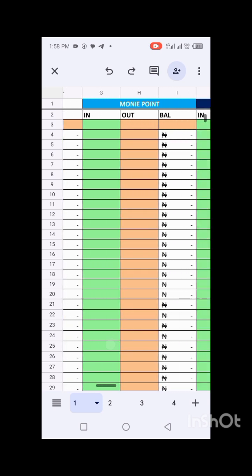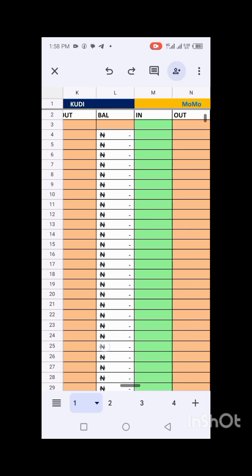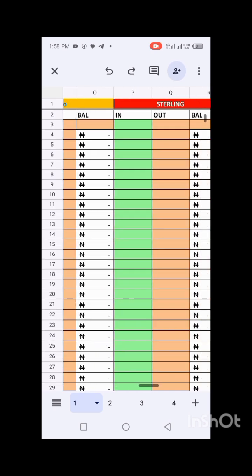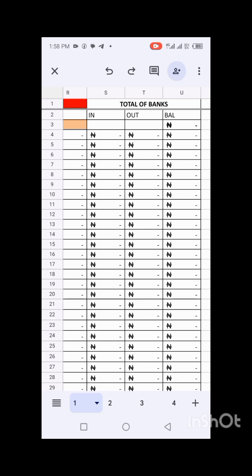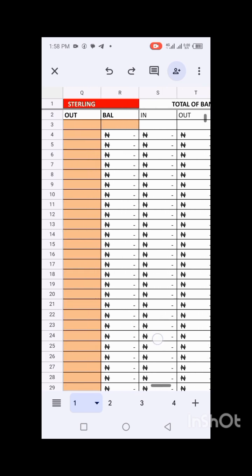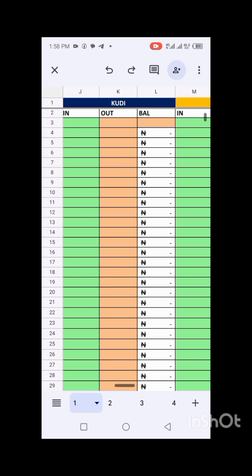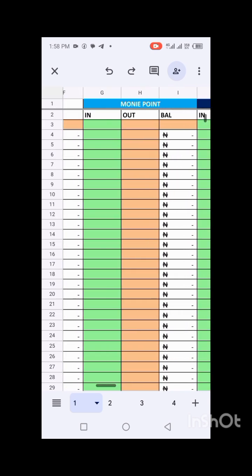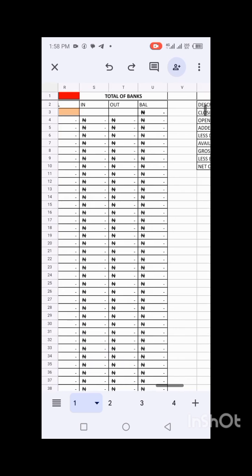The same thing applies to Moniepoint, in-out balance. The same thing applies to Kuda, as you can see here, in-out balance. The same thing applies to Momo, to Sterling, and we have the total of all banks. Now, this total of all banks tracks all the transactions that happen in your Sterling Bank, your Moniepoint, your Momo, and your Kuda account. The accumulation of all these balances and the accumulation of all the transactions will be reflected in the total of all banks.